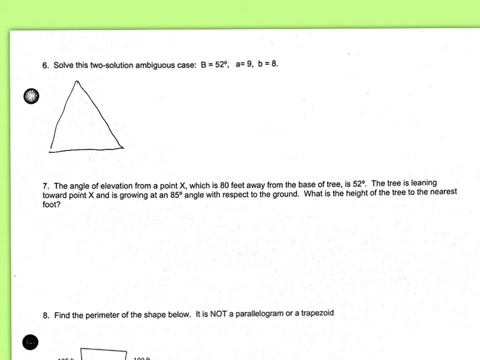I'm just going to call it ABC because of the letters. We could call it ABX. It doesn't matter. We just have to use B, and it looks like we have to use A. So I'm just going to go A, B, C. And again, the order that you draw it in doesn't matter. Angle B is 52. The side across is 8. And the side across from A is 9.